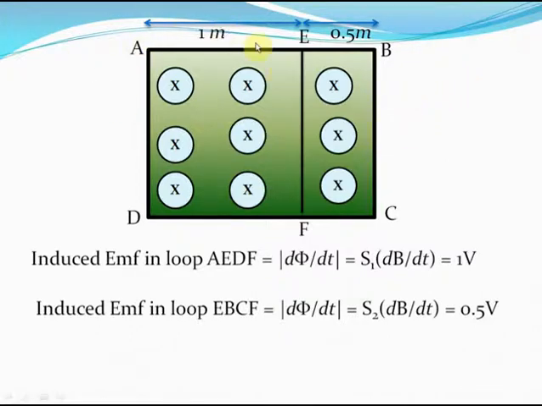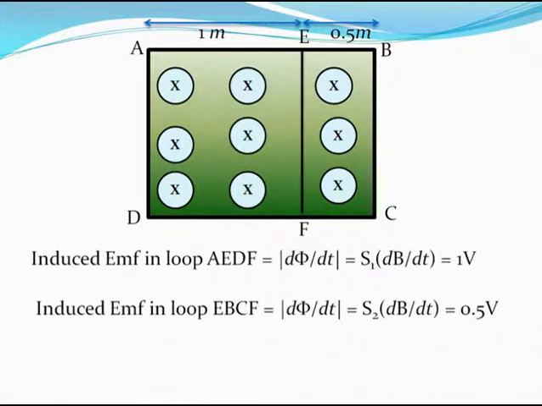So 1 volt is induced in the loop on the left and 0.5 volts is induced in the loop on the right. We have to calculate the current through EF, EB and AE. To calculate the current, we must first know the direction of the potential difference induced, isn't it? Now you can clearly see here that the magnetic flux is increasing, and it's increasing in the direction inwards into the screen.